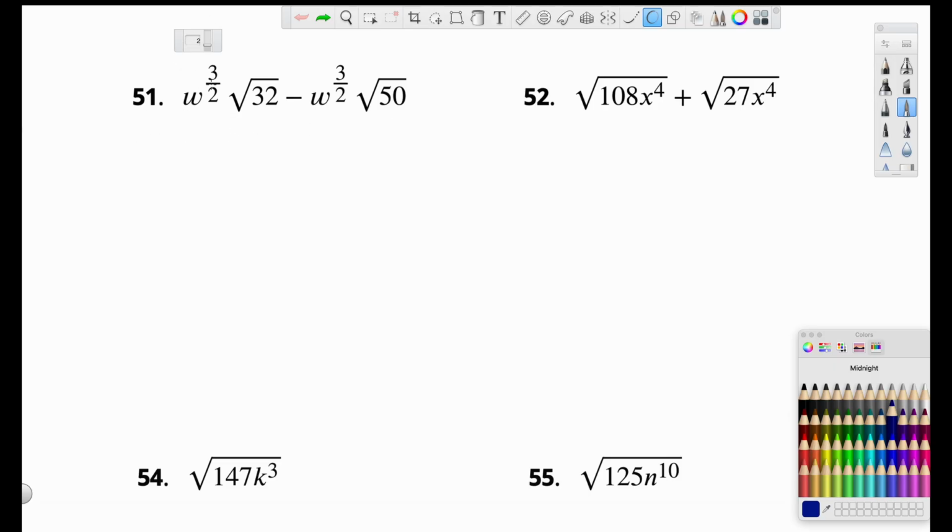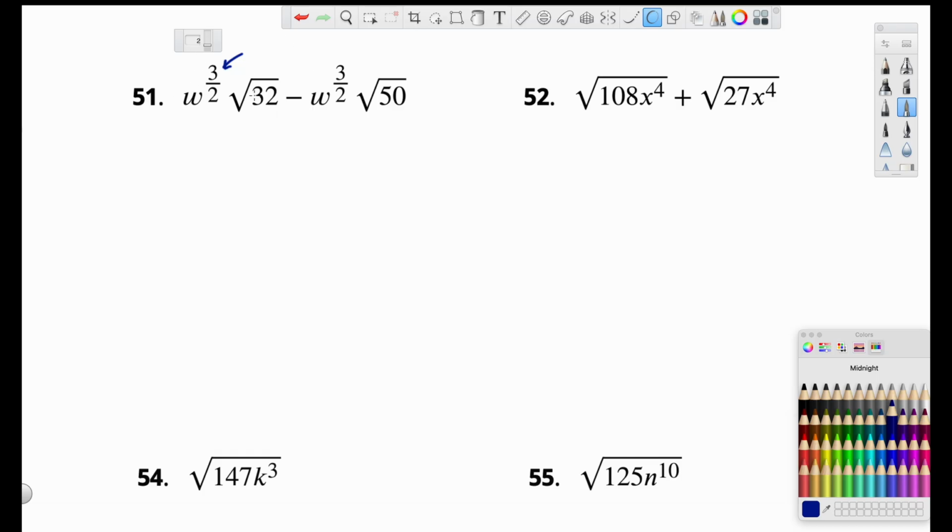I've got w to the 3 halves, root 32 minus w to the 3 halves, root 50. And we see a base of w that's the same for both of these terms. We also see that the exponent is the same, the 3 halves. Just as a reminder, the 3 here means that we're raising to a power of 3. And then the 2 in the denominator tells us that this would be a square root. So this would be taking the square root of w and then cubing it, or cubing it and then taking the square root. Either way works.